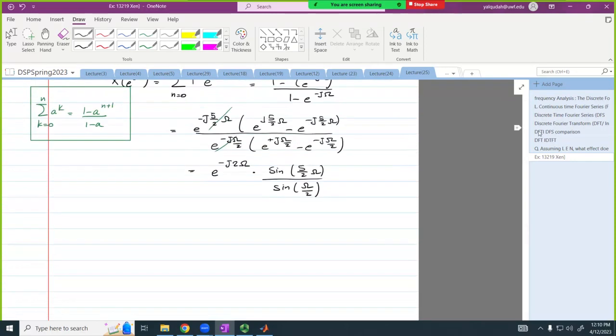Now this is a complex quantity, so we can take the magnitude, we can take the phase. Let's take the magnitude of this. What is the magnitude of X of e to the j omega? What is the magnitude of this exponential? It is equal to 1. So this is just going to equal the magnitude of sine of 5 over 2 omega divided by sine of omega over 2.